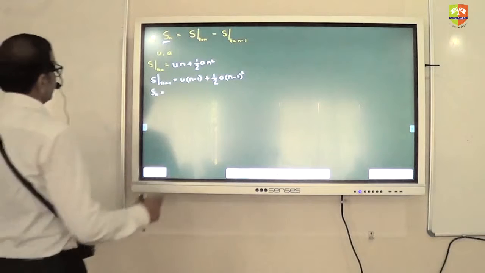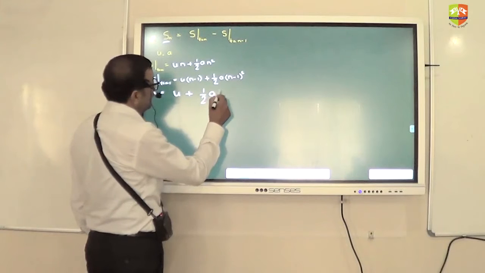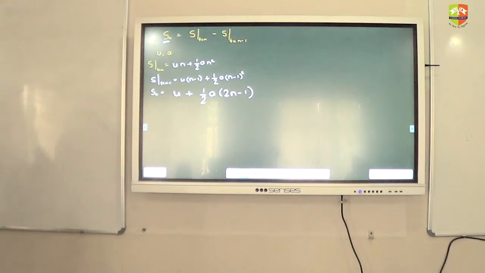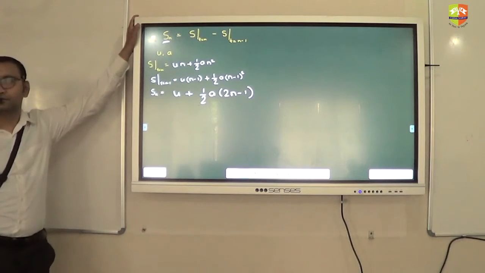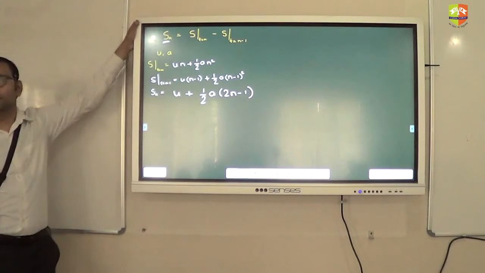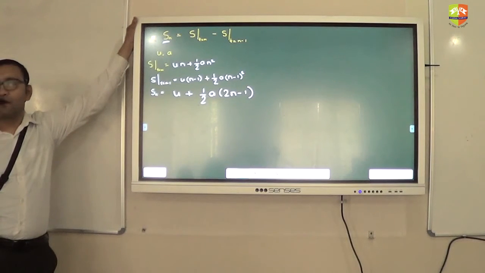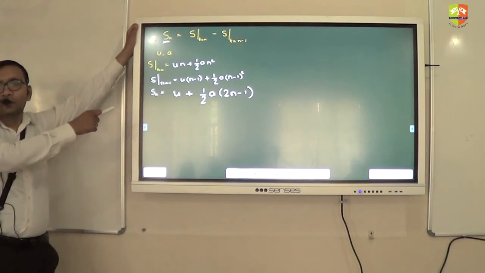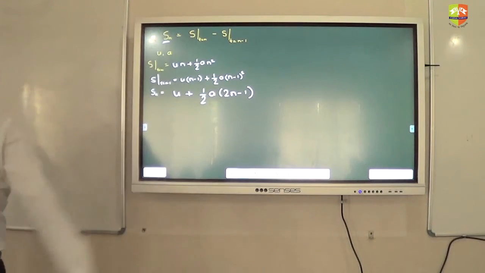Okay, when you subtract, then you get u plus half a times 2n minus 1. Okay, how many of you got this expression? You can just subtract this from that. Open n minus 1 whole square. Understood? Tell me how many of you are getting this expression now? I can see only 5-6 hands. Quick, I'm giving you 1 more minute.